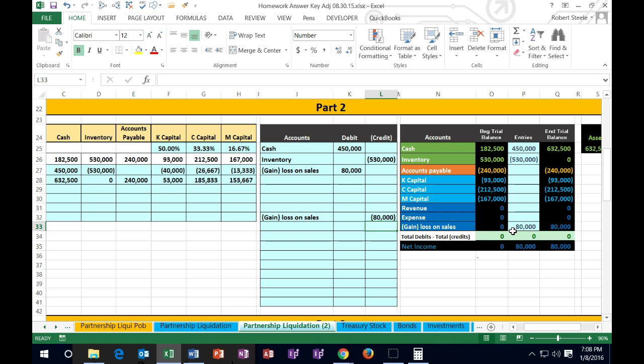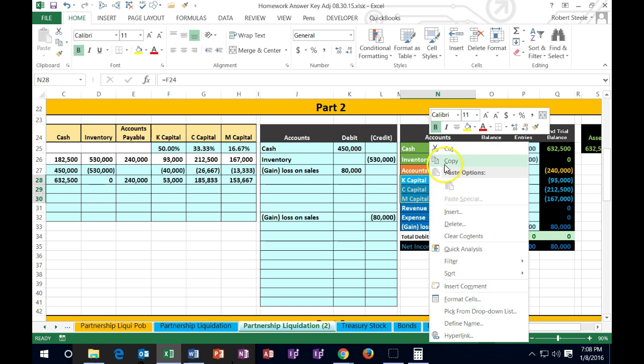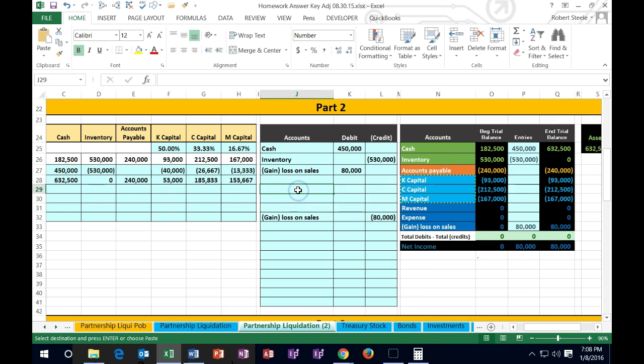Then what's the debit going to be? We're going to debit something 80,000, and of course that will be these 3 capital accounts in accordance with their profit sharing percentages. So let's copy these three. I'm going to highlight these three capital accounts for the three partners, copy it, and put that on top. So we're going to put it in J29, right click and paste. All right, now we've already calculated the percentages that we need to debit, 40, 26,667, and 13,333.